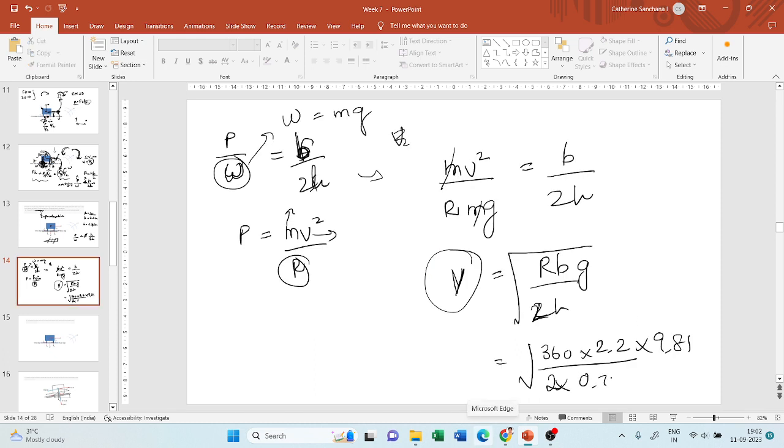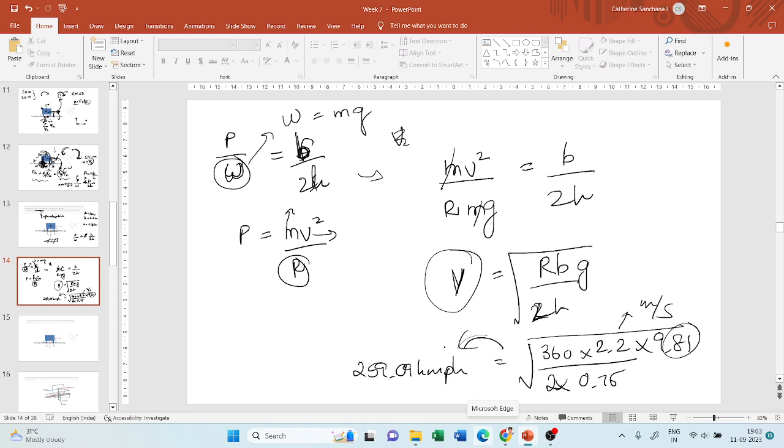So if you substitute for all this, you will get the answer as 259.09 kilometers per hour. I've already converted, so this you will get in meters per second, because g is in meter per second squared. After that you can convert it into kilometers per hour.